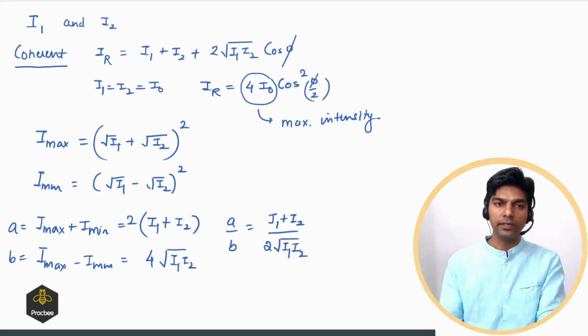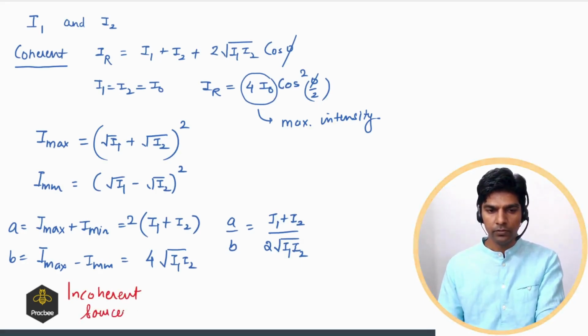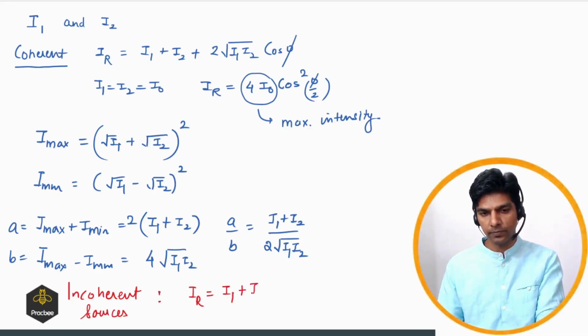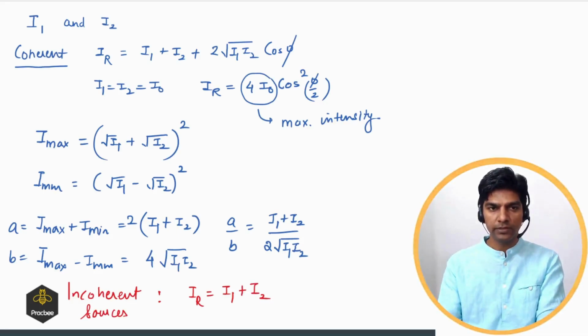So this happens in case of coherent sources. But if we have incoherent sources, in this case the resultant intensity is nothing but the summation of the two intensities. So this you have to remember. Now let us look at the questions based on this concept.